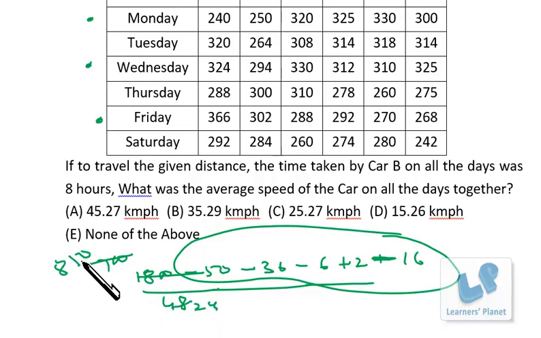So it's 24 threes are 72 and 24 fours are 96. So 85 somewhere right between 72 and 96. Your answer will be 35 around, right? So 35 around is option B. Okay, 24 into 30 is 720, 24 into 40 is 960, 850 is somewhere between, so I am choosing this option. Okay, so I hope you are clear now.